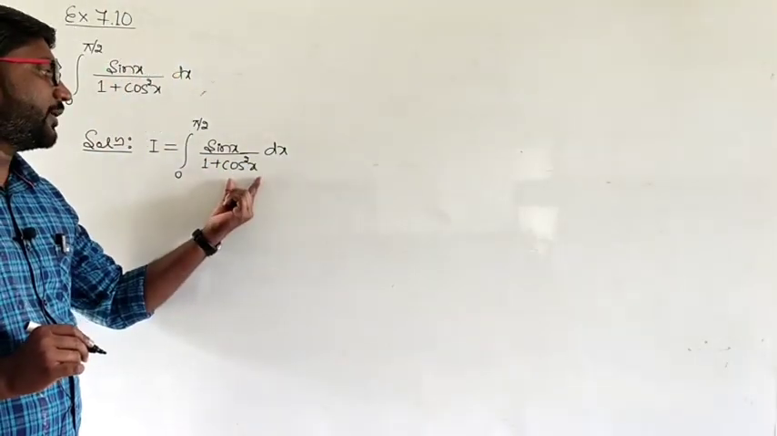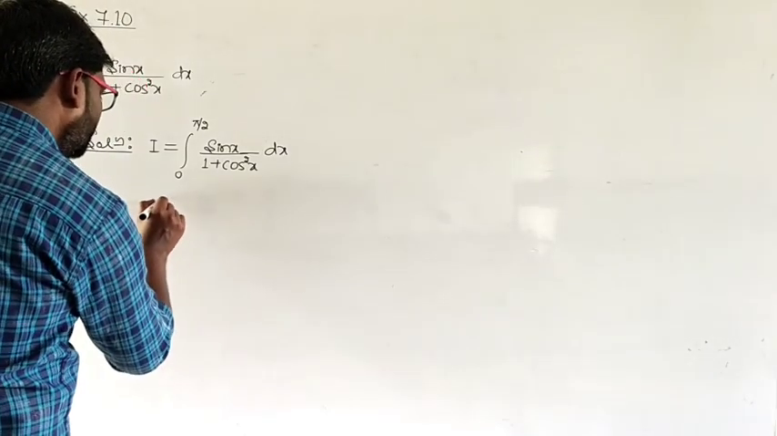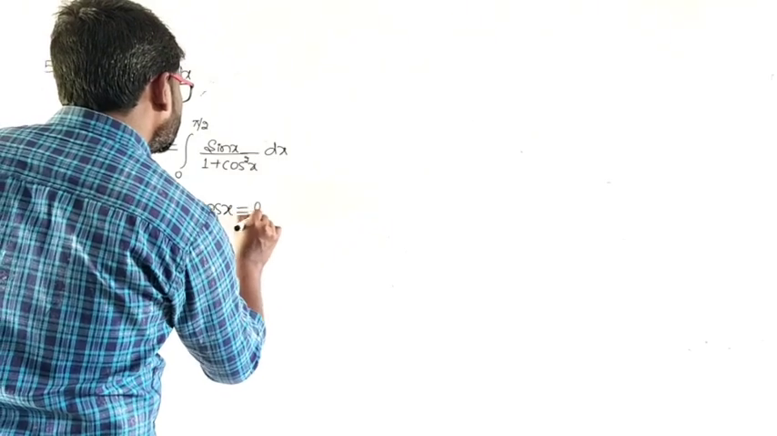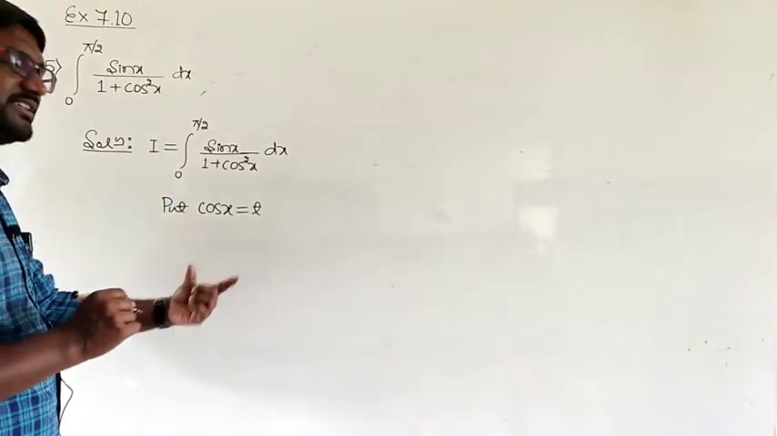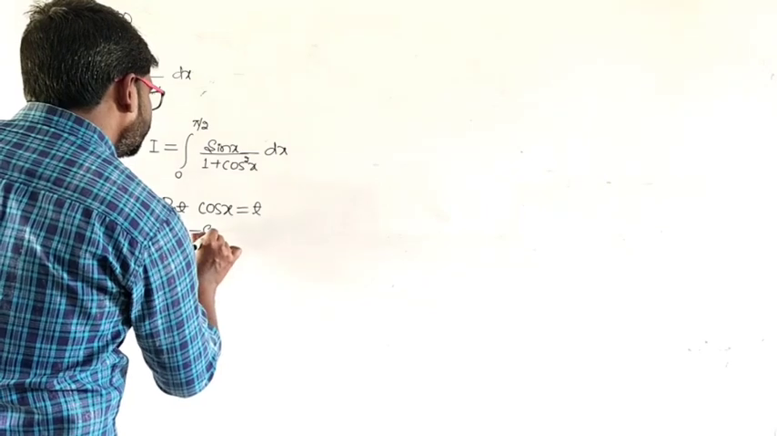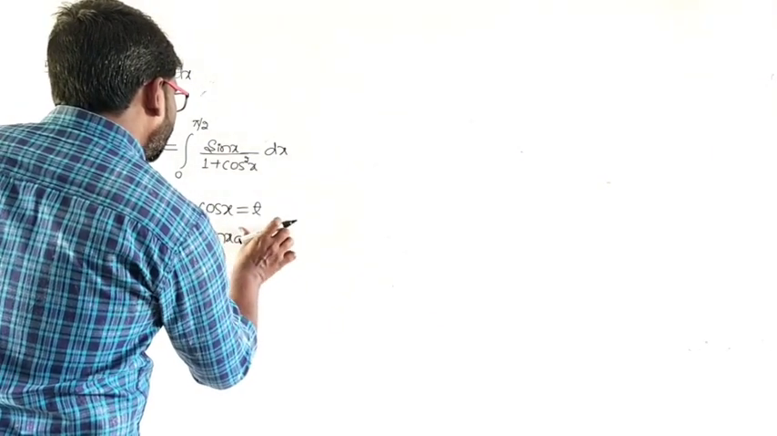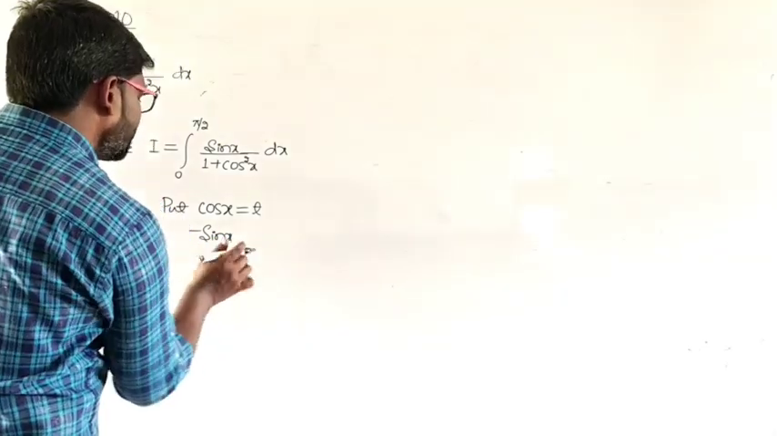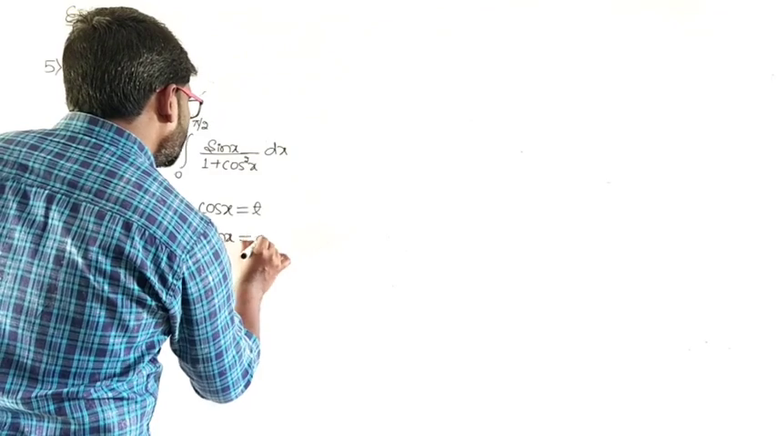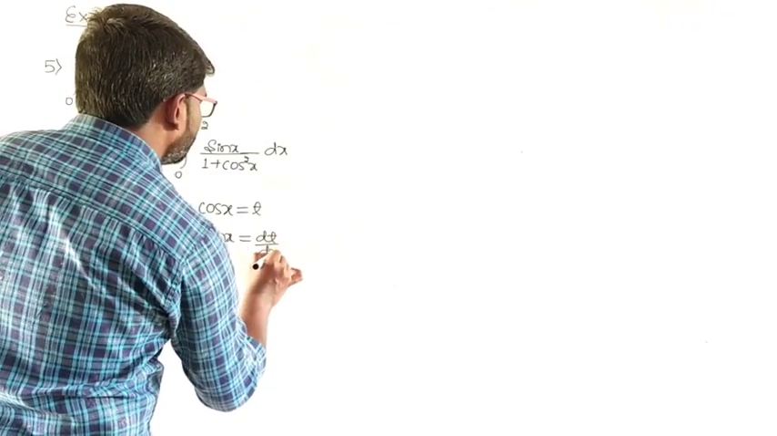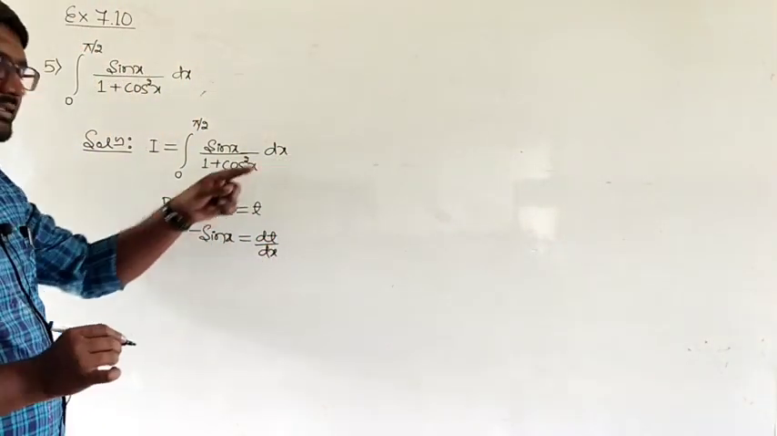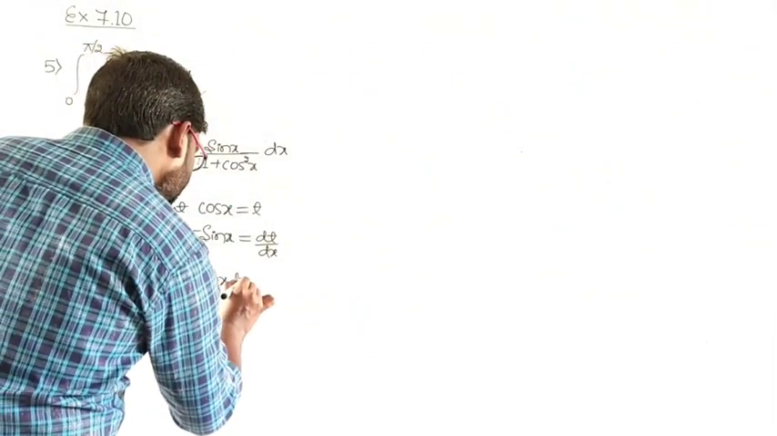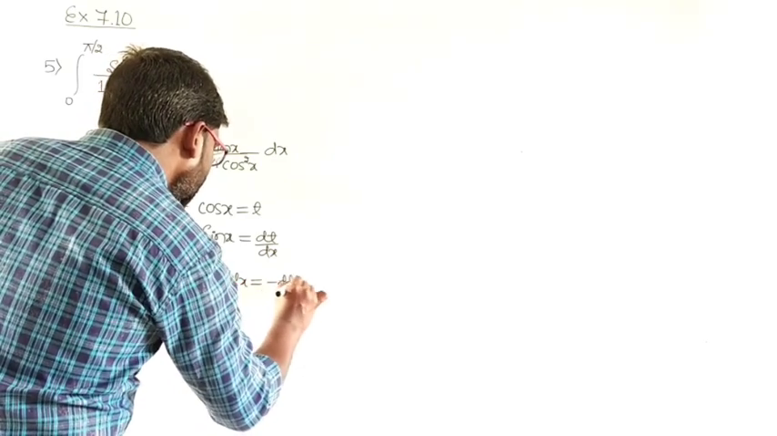So now take cos x as t. Put cos x equal to t. Now differentiate both the sides. Minus sin x is equal to dt by dx. But here we need only sin x dx. So I will be taking minus to the RHS. Sin x dx is equal to minus dt.